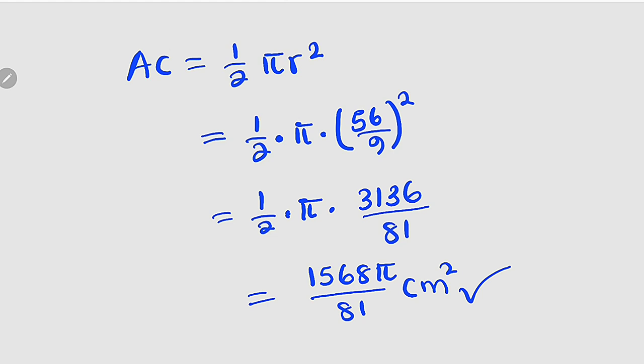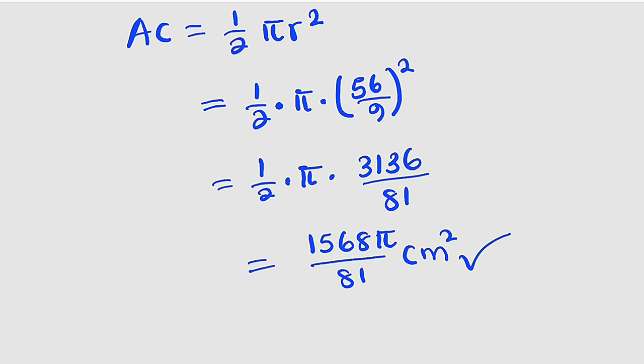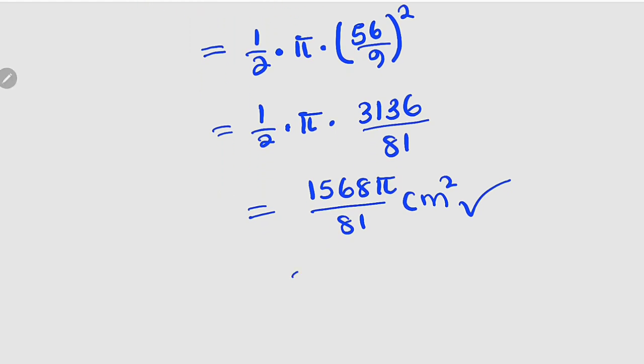But if you want to round it in decimal, you can substitute the value of pi, multiply and divide by 81, and that will be approximately equal to 60.82 cm squared.